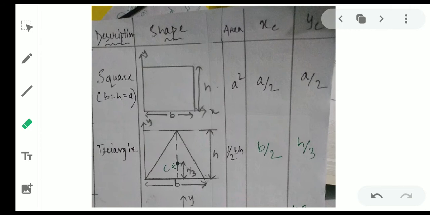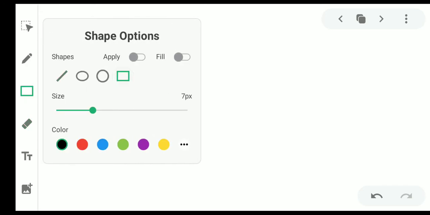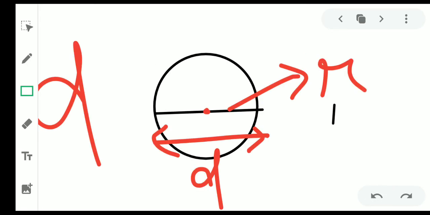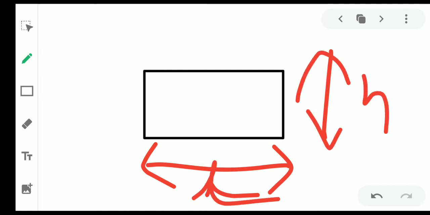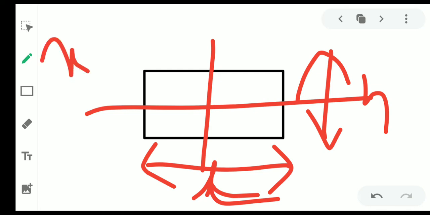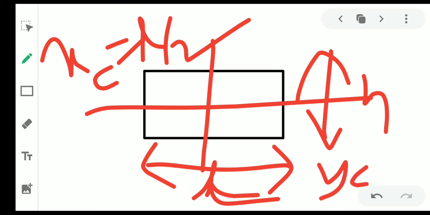I already told you how to calculate the centroid of a rectangular section. So again I am repeating here. If this one is a rectangular section, and length is L and height is H, then this will be the centroid. Then XC will be length by 2, and YC will be H by 2. So very simple.